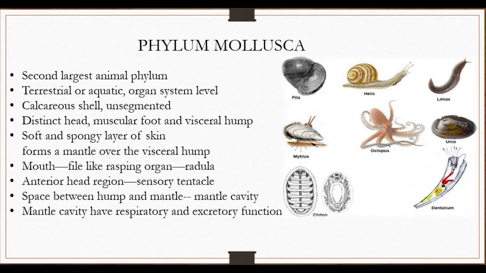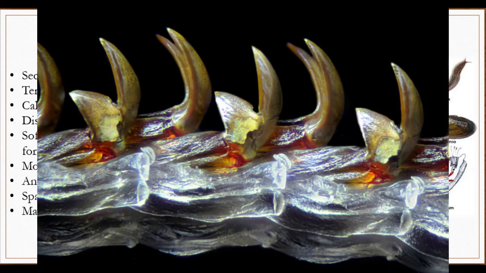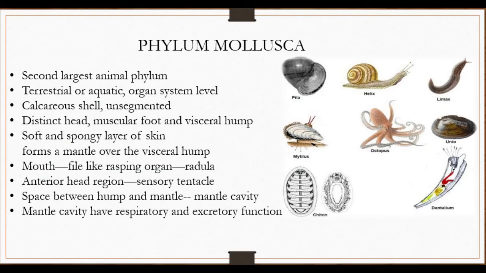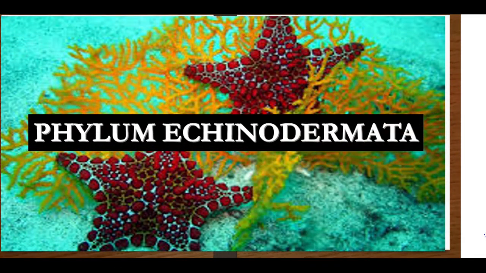The mouth has a file-like rasping organ called the radula. The anterior head region has sensory tentacles. The space between the hump and the mantle is called the mantle cavity. The mantle cavity has respiratory and excretory functions. Now the next one is phylum Echinodermata.